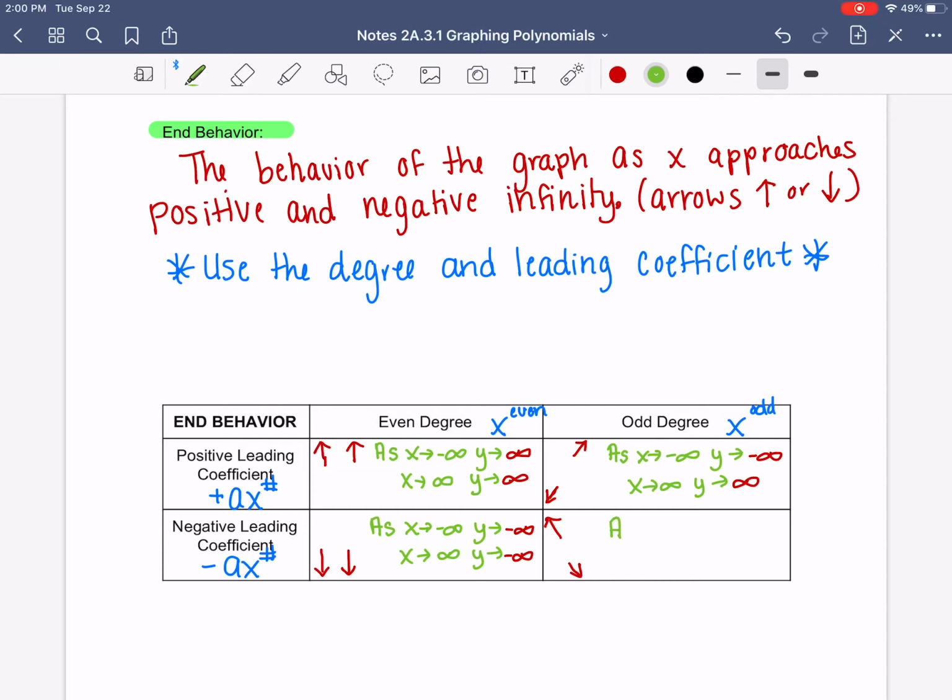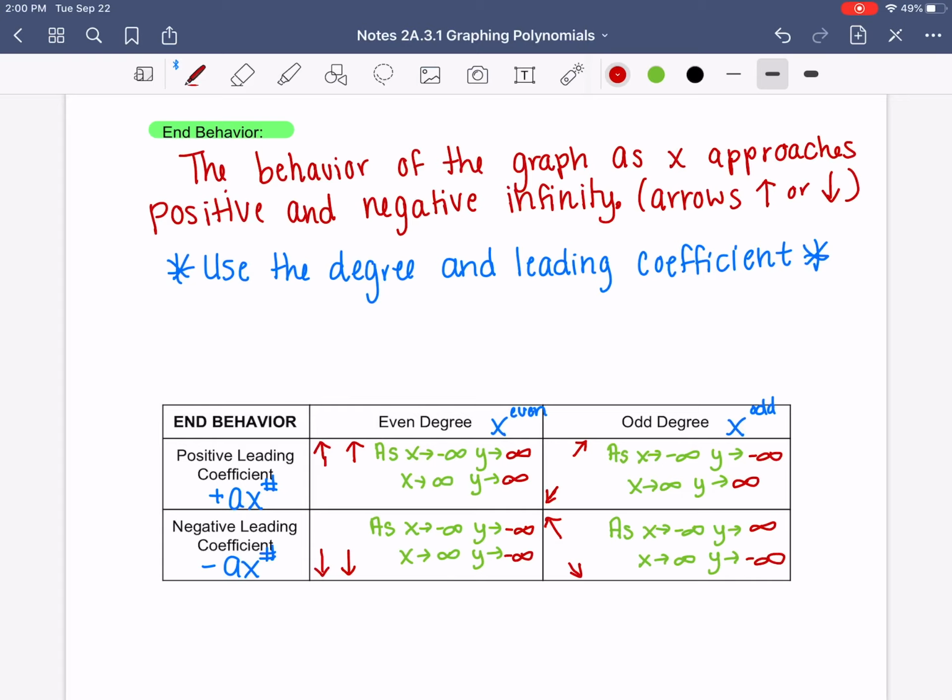The last one is if you have an odd degree but a negative leading coefficient: as x approaches negative infinity, y approaches blank, and as x approaches positive infinity, y approaches blank. This time the left hand side of your graph is pointing up, so it's going towards positive infinity, and the right side of your graph is pointing down, so it's pointing towards negative infinity.